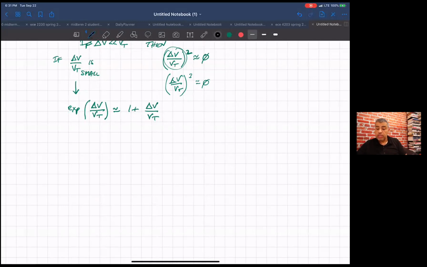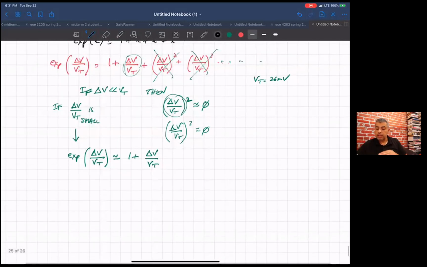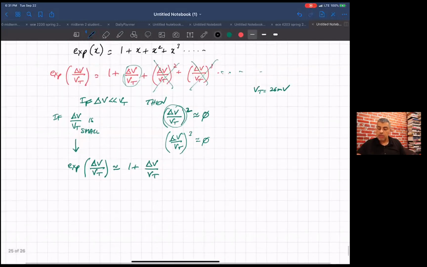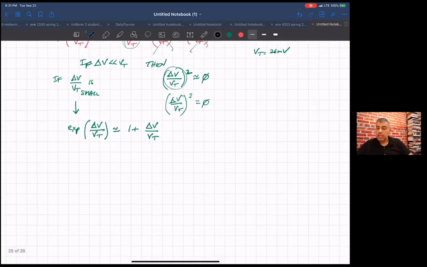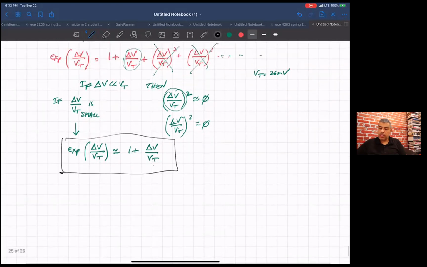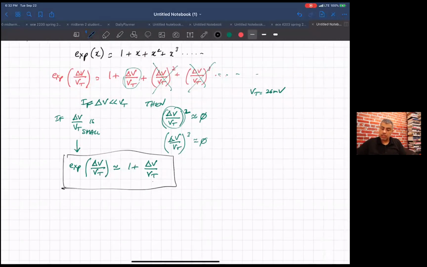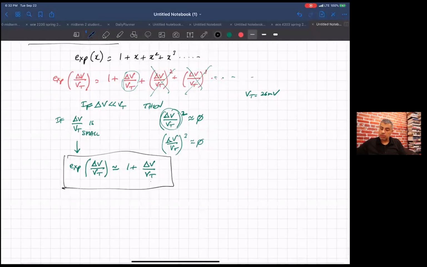Okay, so let's come back to this. The only thing I did was a Taylor series expansion of the exponential. If we assume that delta V is much smaller than V_T, then we can just stop at the first order term. So this was the key assumption. Now I'm going to stick this back into my equation.